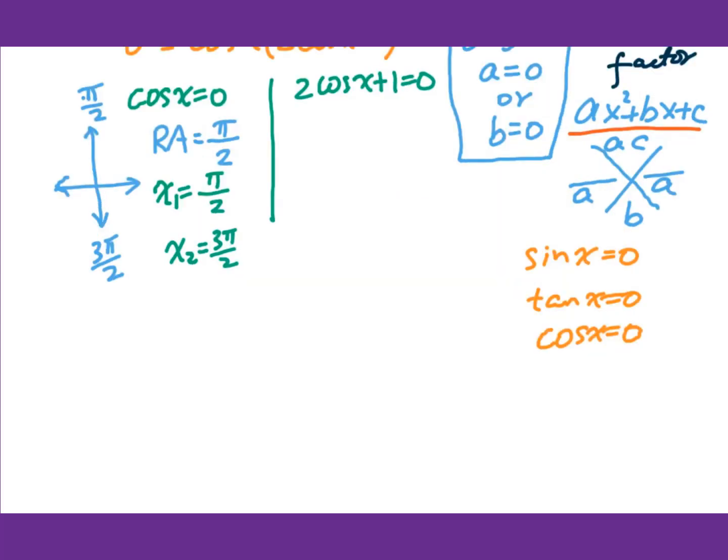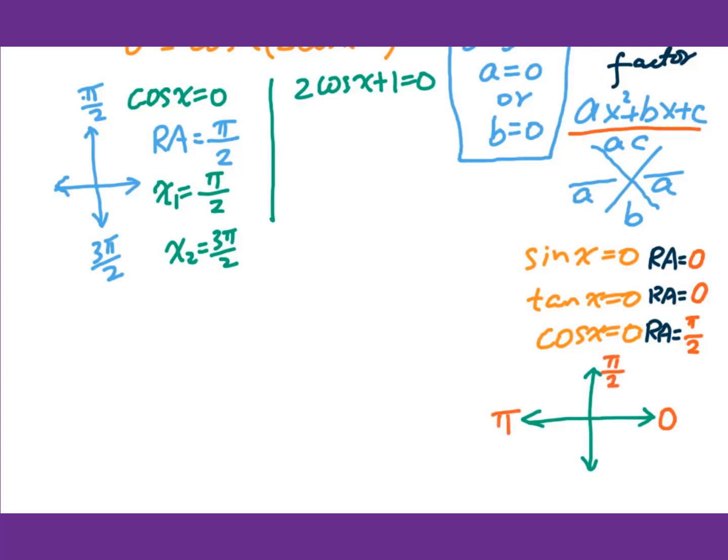Let's talk about sine x, tangent x, and cosine x equal to 0. What's the solution? Find the reference angle. For sine x equal to 0, the reference angle is 0. For tangent, this is still 0. For cosine, that's pi over 2. So we label here 0, this is pi, this is pi over 2, here's 3 pi over 2.